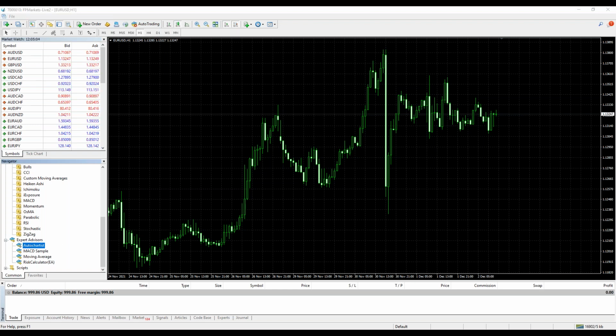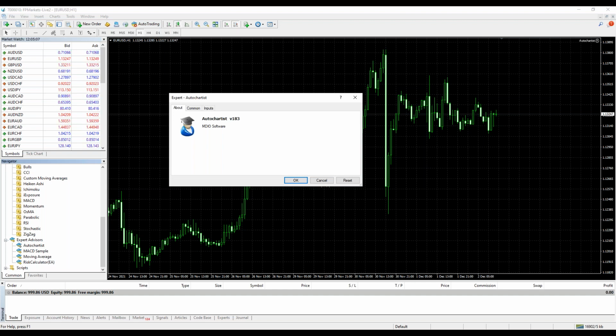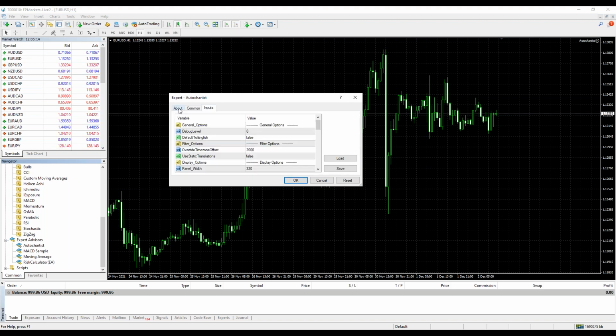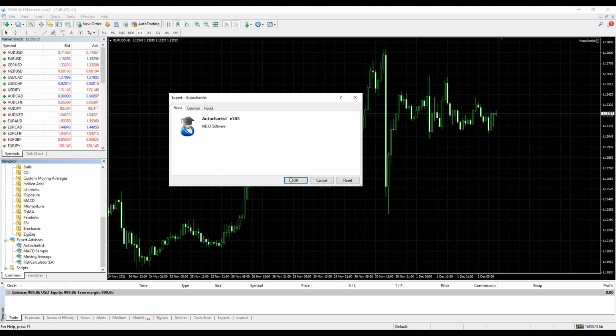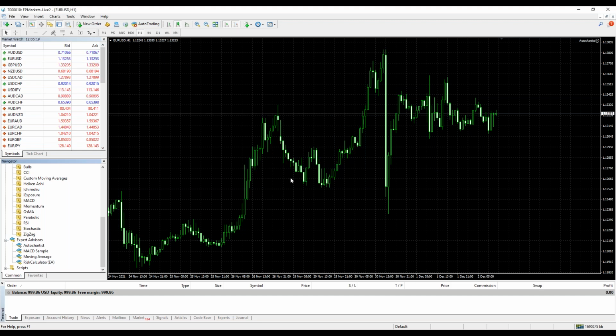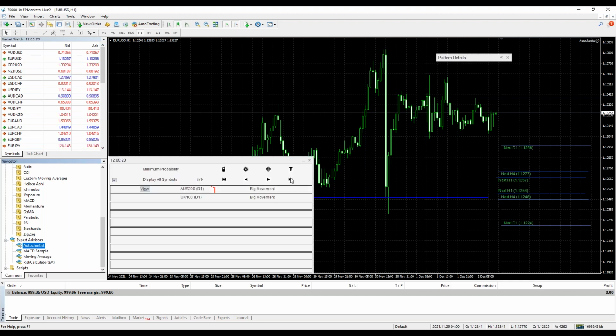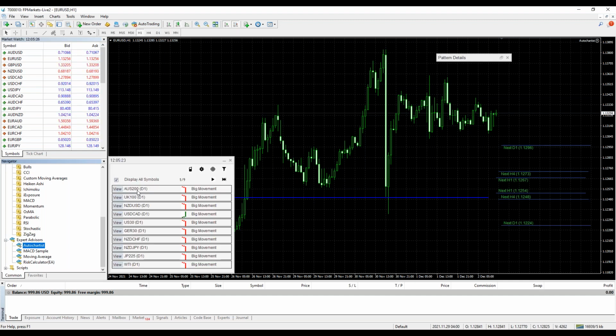So if I drag and drop that EA onto the chart, you can literally just push OK. There is no need to allow anything or change any settings. You can just push OK, and in a matter of a few seconds, you'll get Autochartist telling you what's going on in the market.